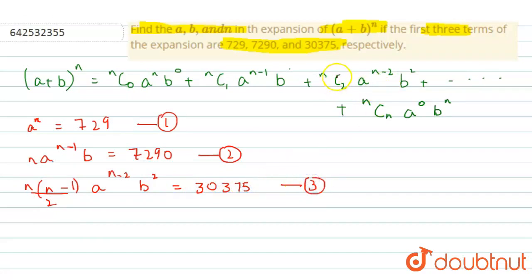So our third term is nC2, factorial. Solve this factorial form: n(n-1)/2. So a^(n-2) is a^(n-2), b^2 is b^2.